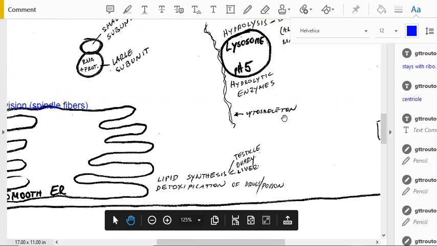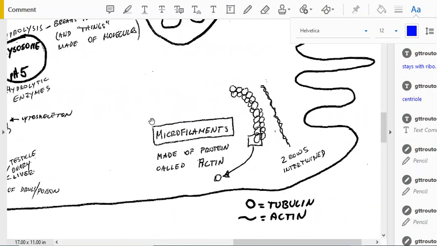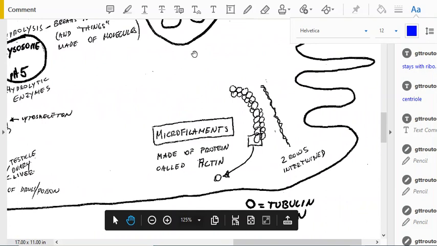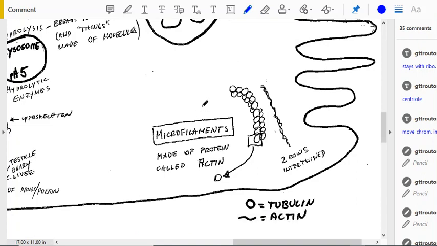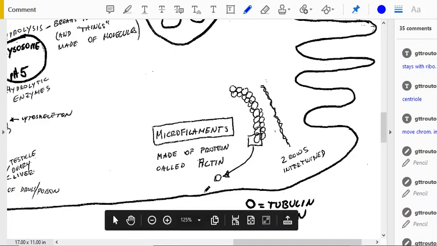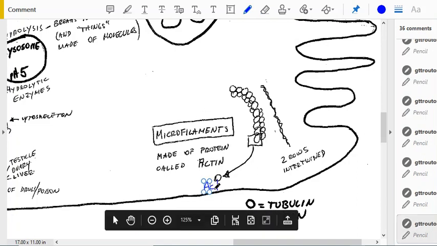Over here, another kind of chain of proteins that you might see in a cell is called microfilaments. These are made of actin. Actin is another protein. So all of these little circles is an actin protein. Go ahead and label that. Actin proteins are 2 rows intertwined.